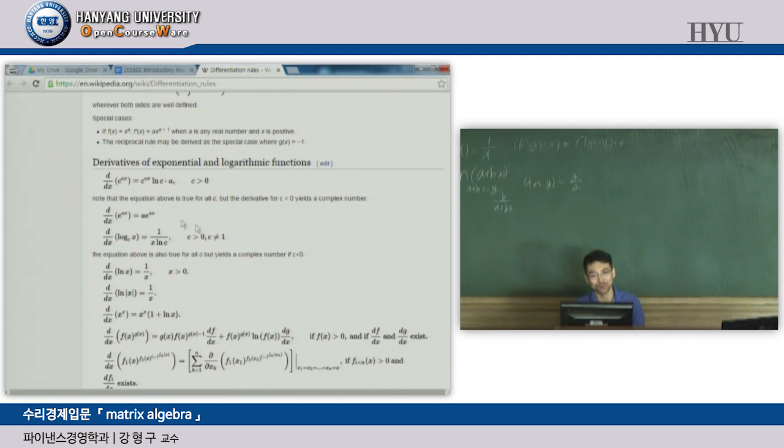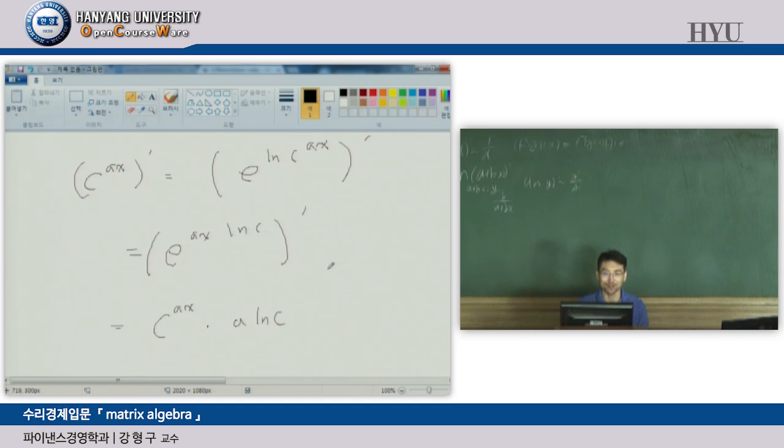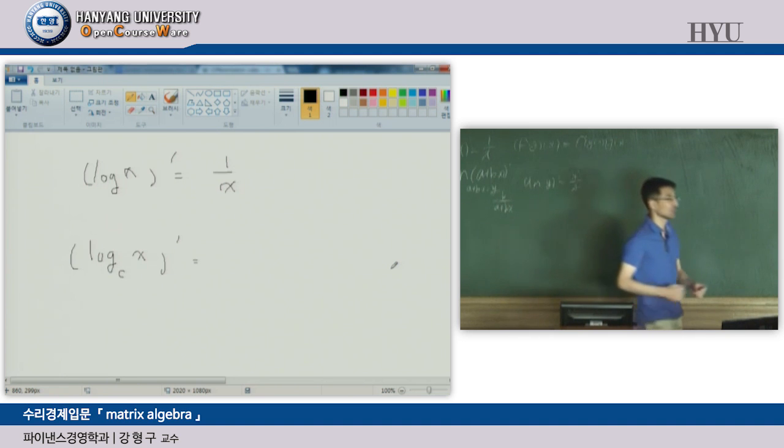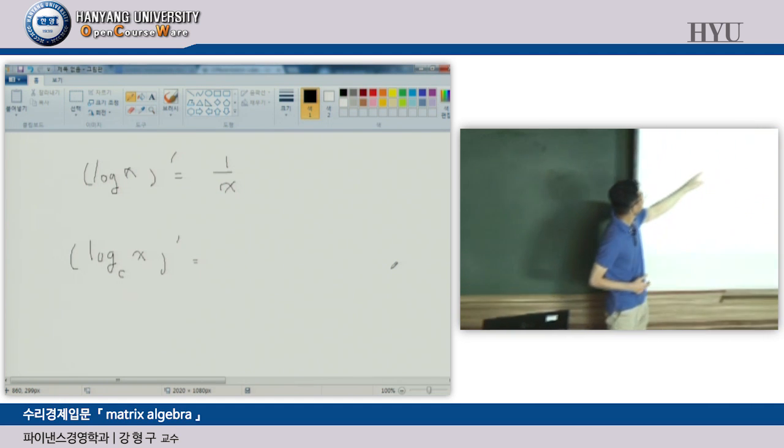Now, the natural log prime is 1 over x. We know this one when the base is e. But the question is, what if it is log base c? Now the base is not e anymore. Any idea how we can do this one?